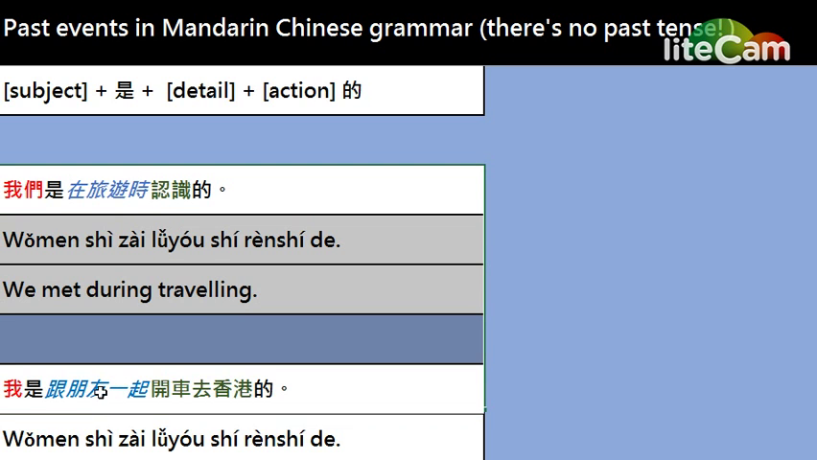In both situations, it shows past events. When I tell you 我们是在旅游时认识的, this information shows that the situation has already passed. So these two patterns show past events, but without time words.